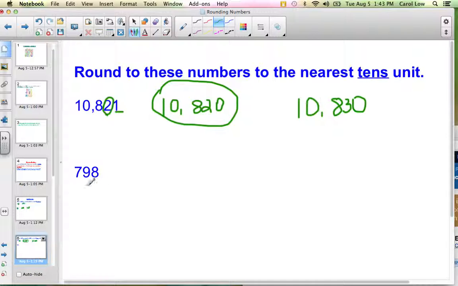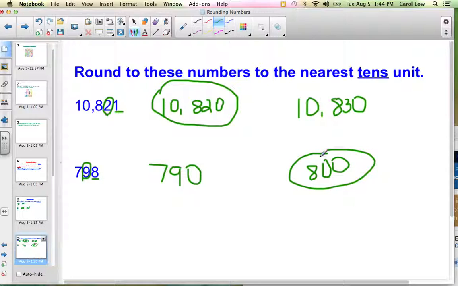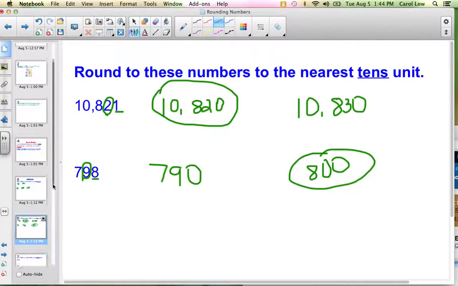Okay, for the next one, 798, we're going to circle the tens, and we're going to look at the number to the right. I want you to say what the options are. The first option would be 790, or we could do it 800. Which option do you choose? Well, we look at the 8, and since it's higher than 5, we're going to bump this up. So the option that you should have chosen is 800. Like I said, if you have any questions with this, you write it down and we will talk about it tomorrow.